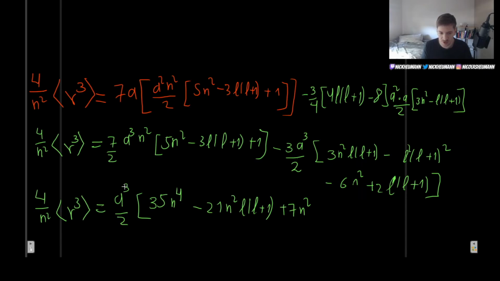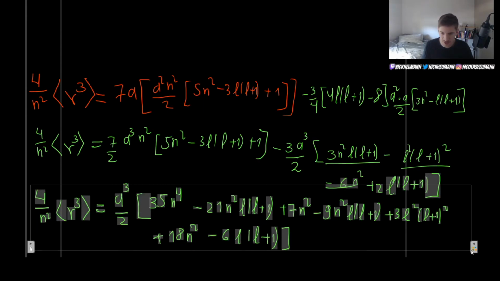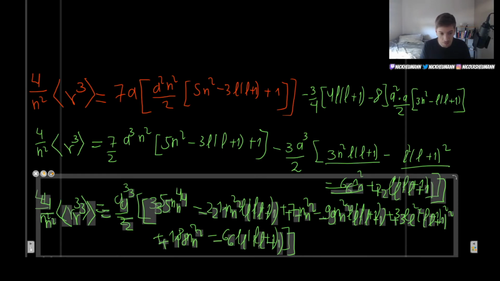And now let's go here. So this a cubed is already here. This divided by 2 is already here. So we have to multiply through by minus 3. So we get minus 9n squared L plus 1 from this part. Then we get plus 3 L squared L plus 1 squared from this. And then we have plus 18n squared from this. And finally minus 6 L plus 1. So now I will copy this, take it to the next page so we can work it out in peace and quiet.